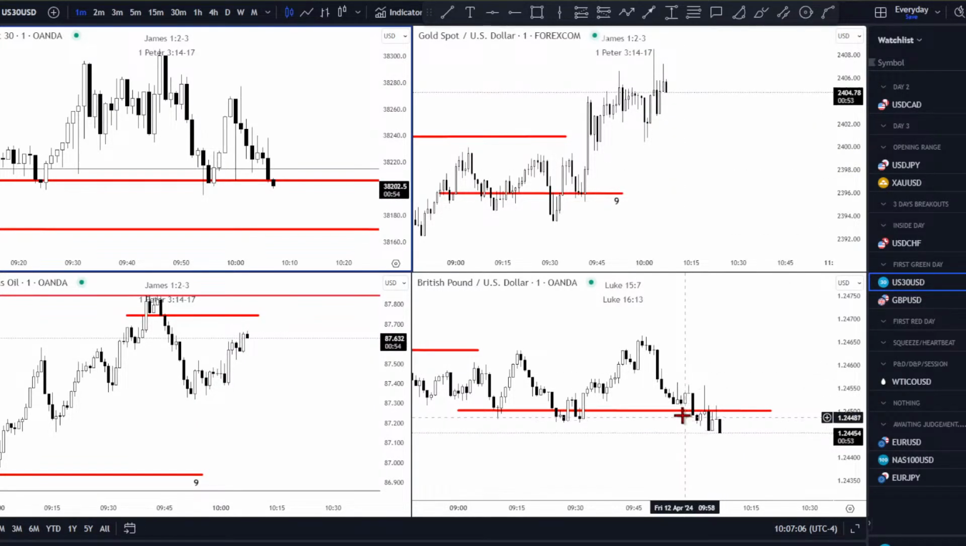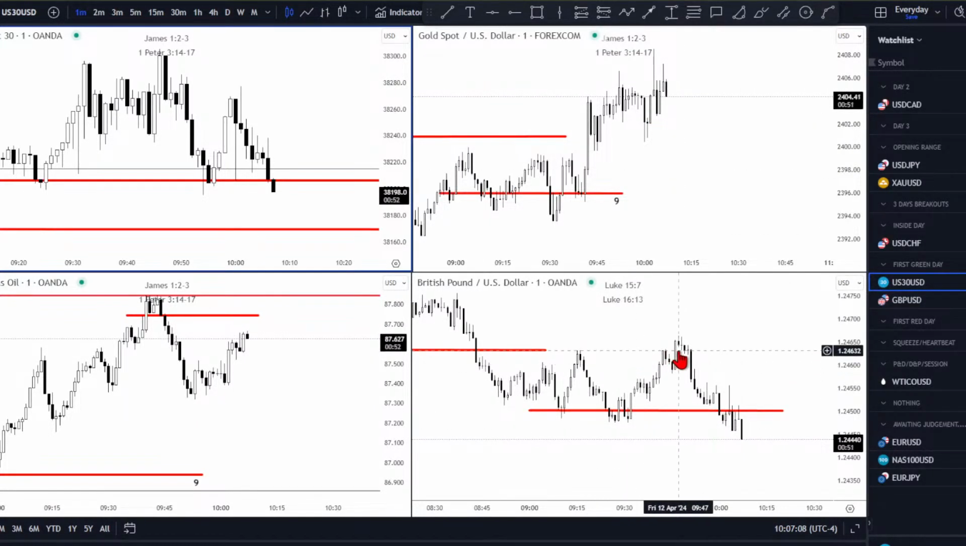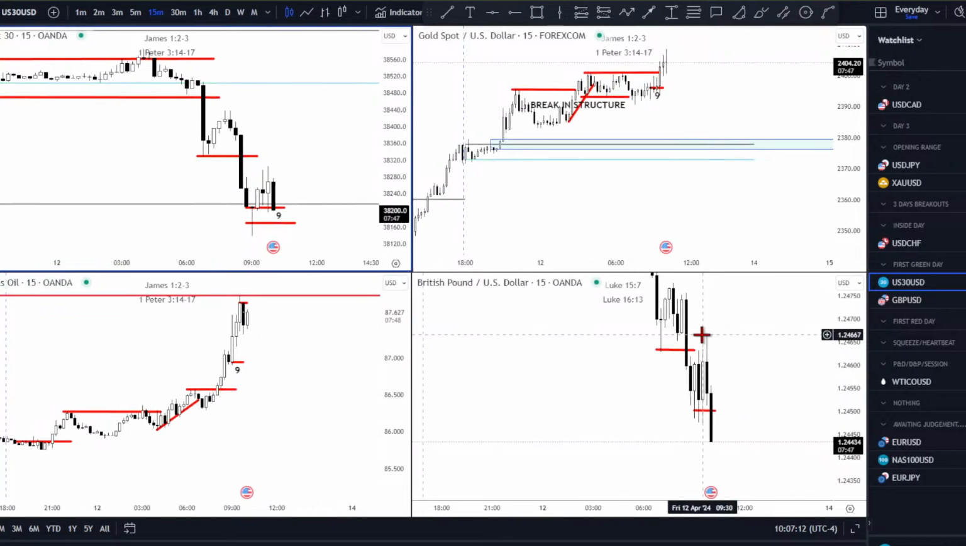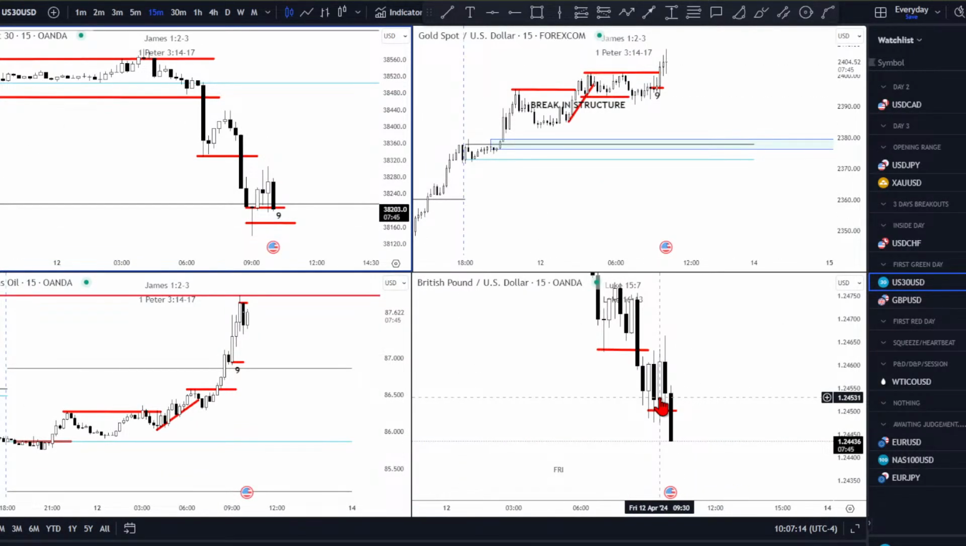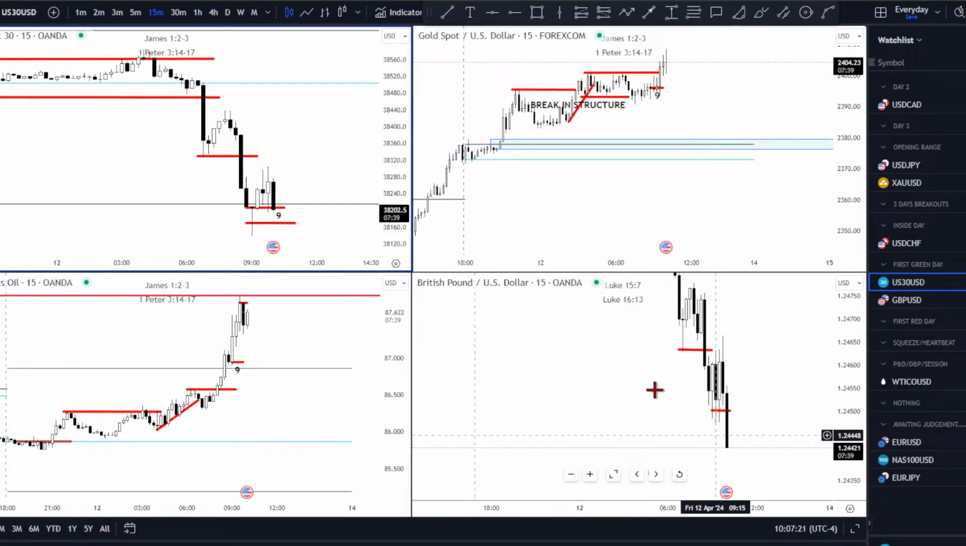All right, same thing here. There's a higher high and what appeared to be a W forming, but now we're going vertical to the downside. That's not right. That's not supposed to happen.